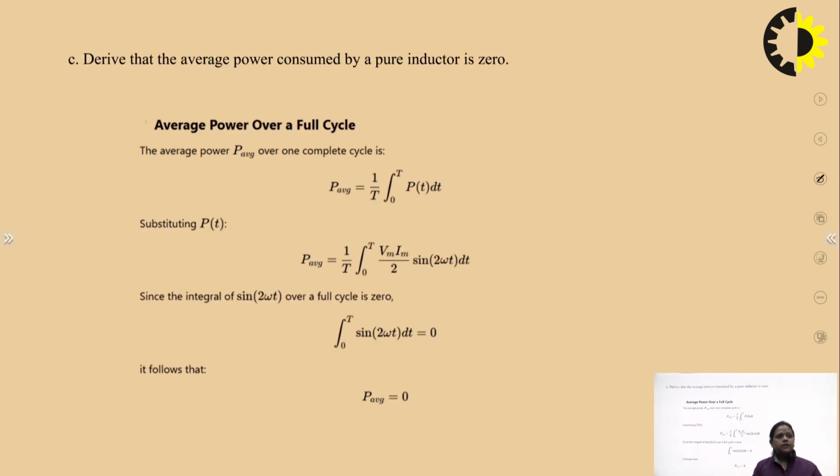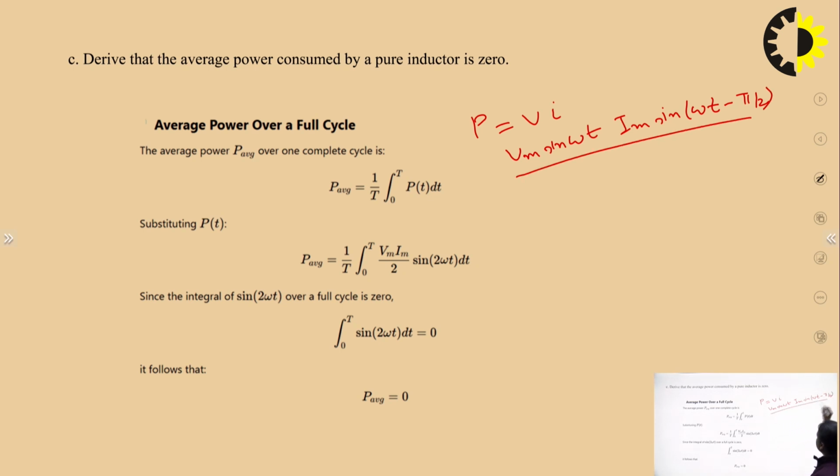Then the next question: derive that the average power consumed by the pure inductor is 0. First we should know the instantaneous power. Instantaneous power is instantaneous voltage times instantaneous current. If instantaneous voltage is Vm sin omega t, then the current will be Im sin omega t. And we know that in a purely inductive circuit, current lags voltage by 90 degrees. So this will be Im sin(omega t minus pi by 2).